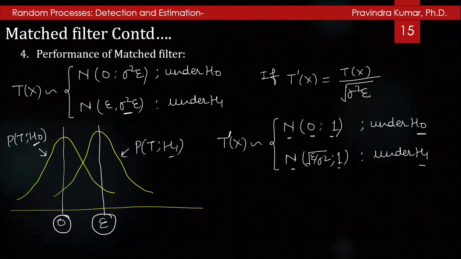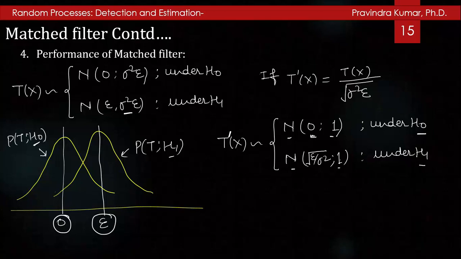Here the PDFs retain their shape, but move apart further as epsilon by sigma square increases. So the variance is the same in this condition. The shape will remain, and the two hypotheses will move apart from mean 0 to under root epsilon by sigma square, and this obviously increases the detection performance.